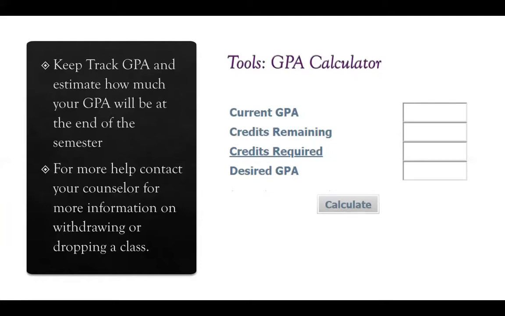DegreeWorks has fun tools to keep track of your GPA and keep calculating it for every semester that you take. It estimates your GPA and how it will be at the end of the semester, and you can also contact your counselor for more information if you have any classes you want to withdraw or drop.